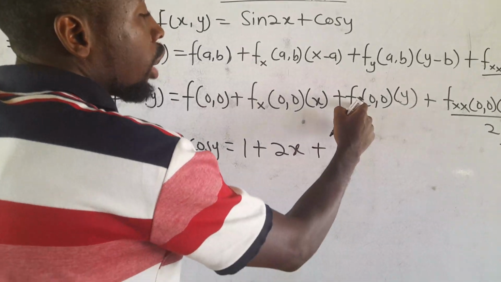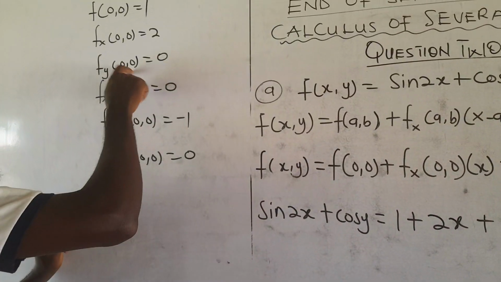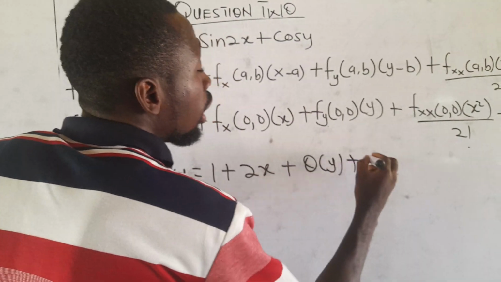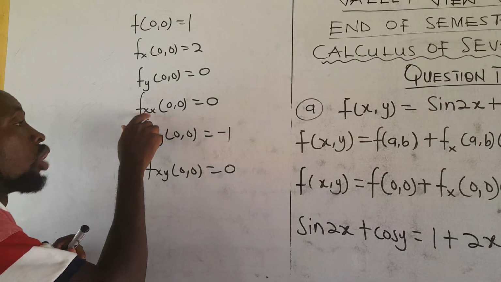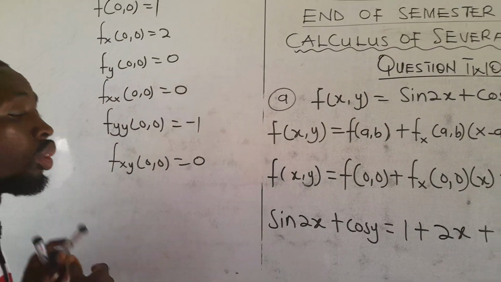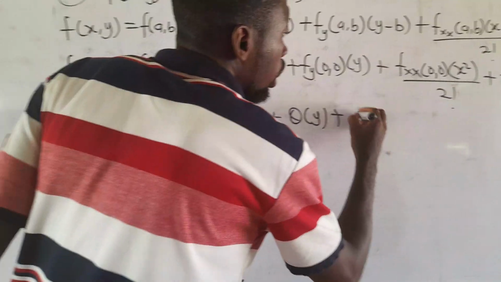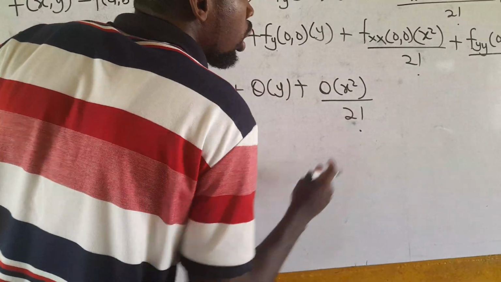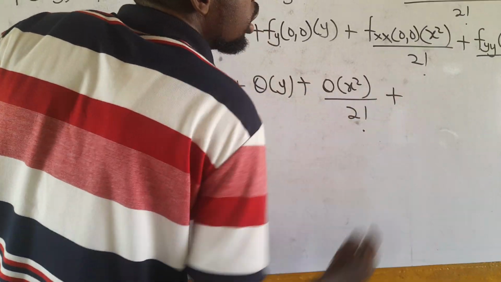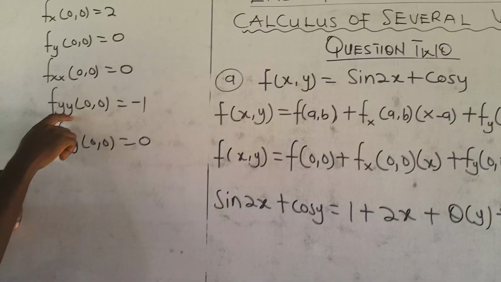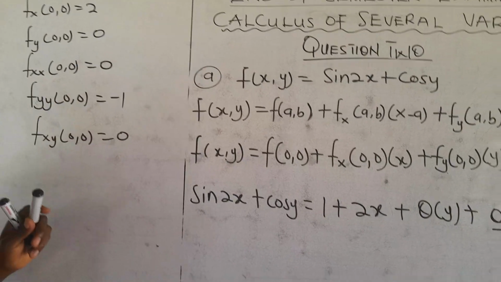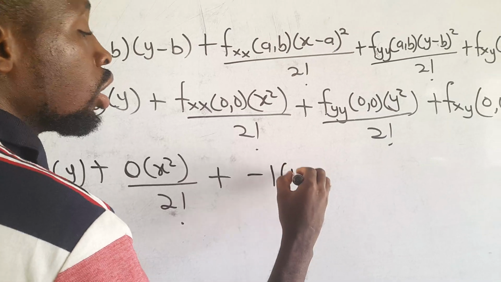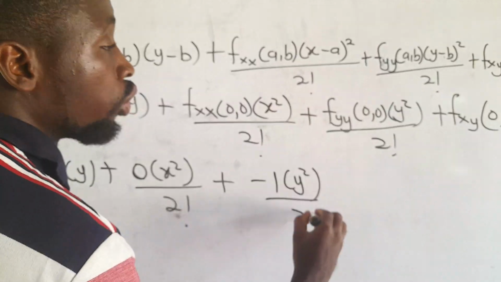Then plus the partial differentiation of the function with respect to y centered at 0, 0 is 0. So we get 0 times y. Then the partial differentiation of the function with respect to x twice centered at 0, 0 is also 0. So we get 0 x squared over 2 factorial. Then plus the partial differentiation of the function with respect to y twice centered at 0, 0 is negative 1. So we get negative 1 times y squared over 2 factorial.